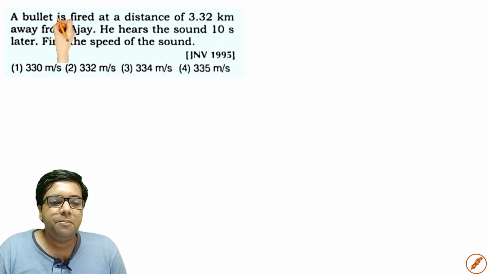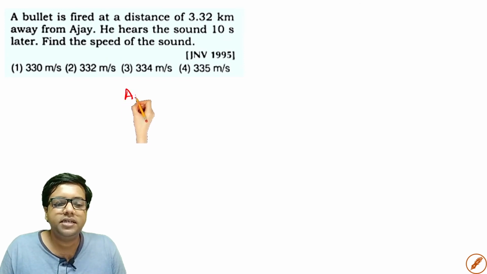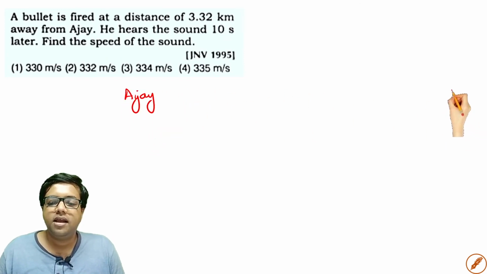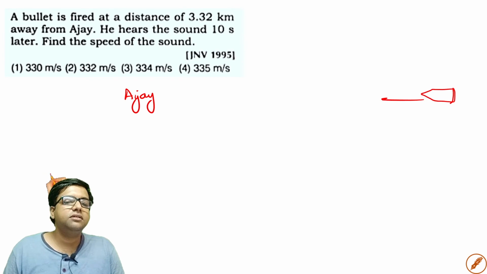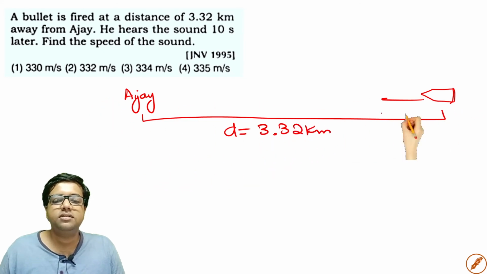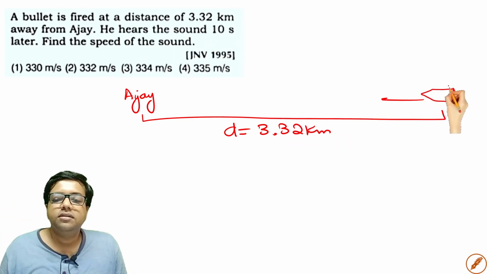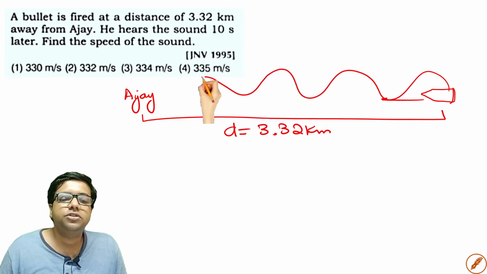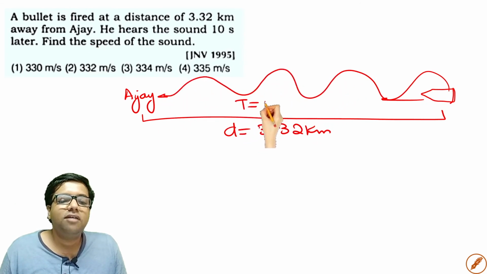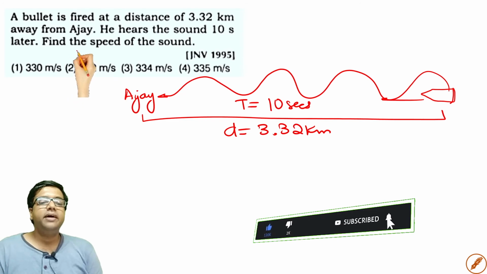Very simple. A bullet is fired at a distance of 3.32 kilometer away from Ajay. So let's say Ajay is here, and there is a bullet which is fired in this direction, and the distance is around 3.32 kilometers away. This is the distance from Ajay to where the bullet is being fired, and he hears the sound of the shot after 10 seconds.